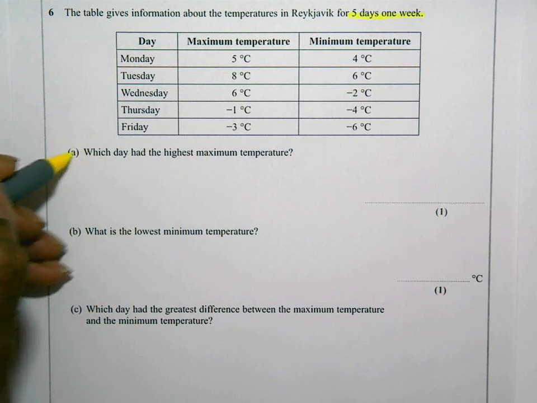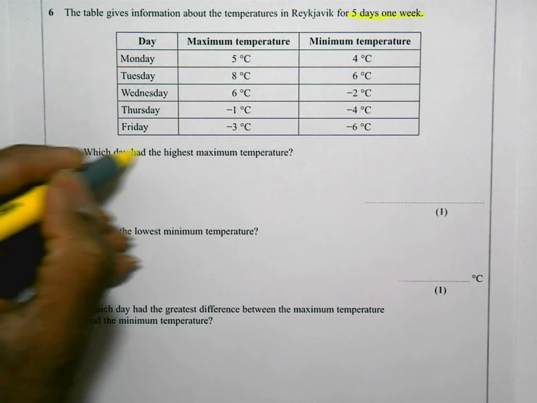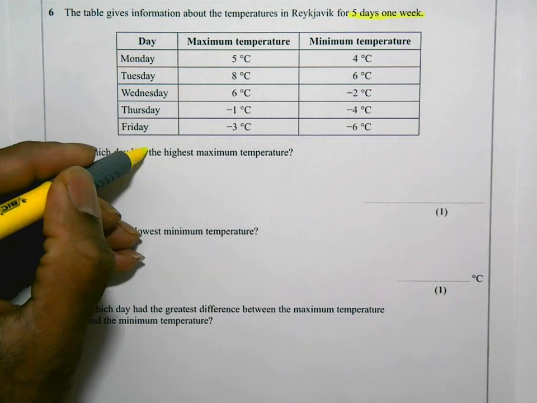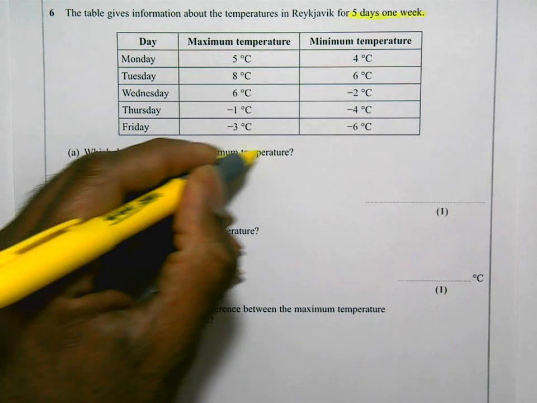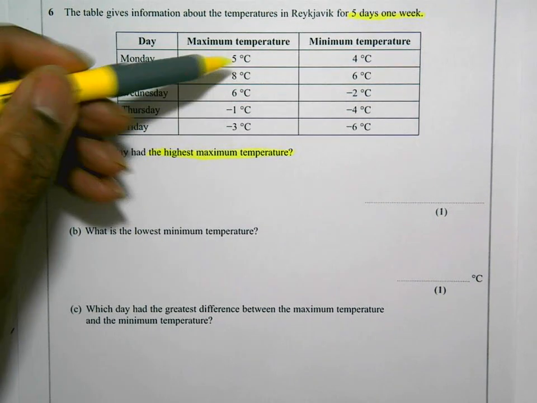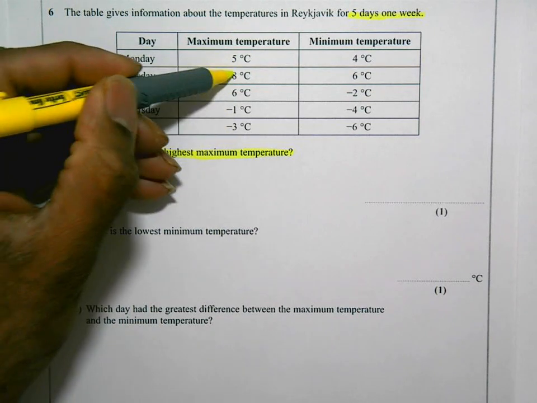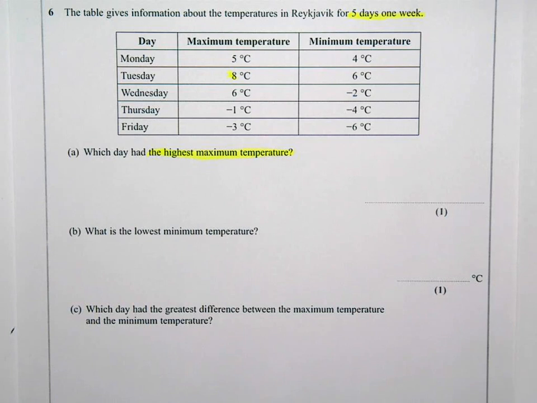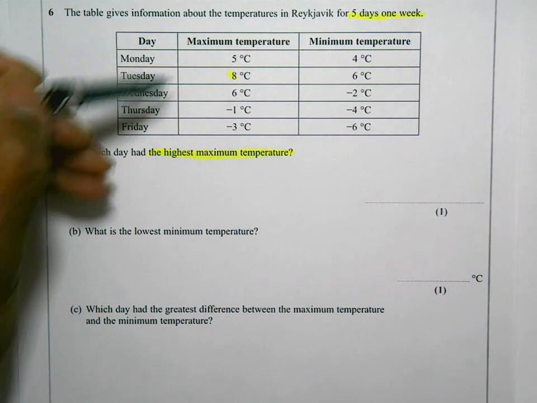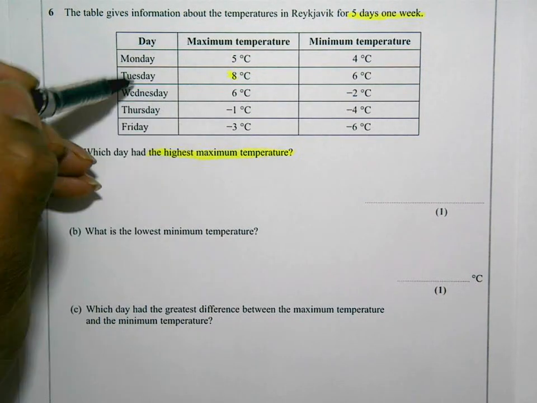On which day had the highest temperature? Which day had the highest maximum temperature? So I'm going to look at the maximum temperatures here, and I need to find the biggest one. The biggest one there is 8. So on which day had the highest maximum temperature? And that's Tuesday.